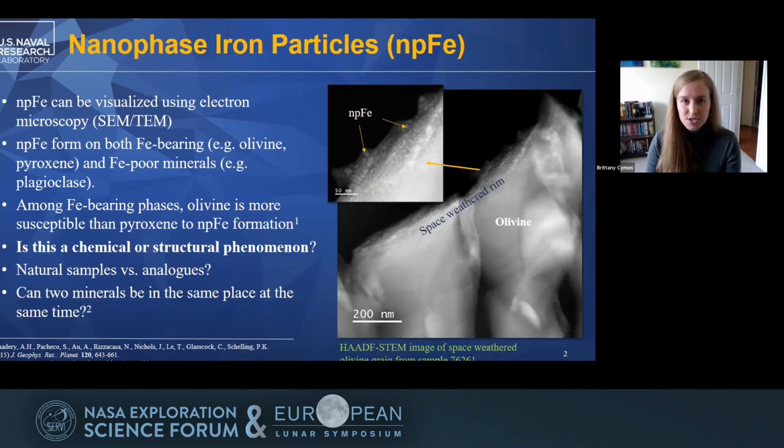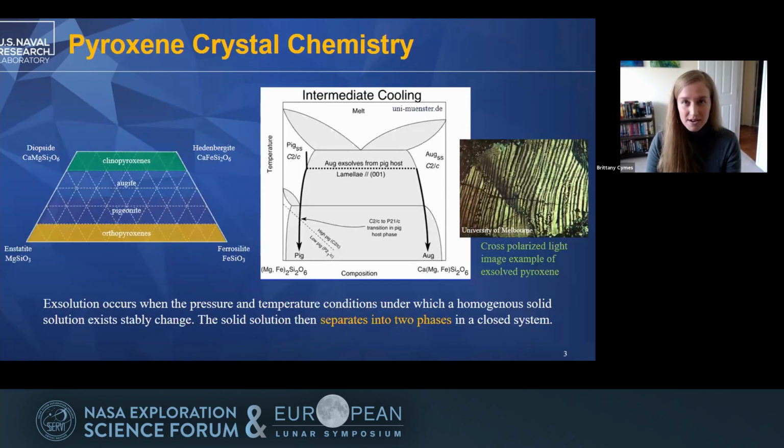So can we analyze two chemically distinct minerals, always guaranteed to be in the same place for the same amount of time, in the same orientation with virtually identical crystal structures? And the answer is yes. We can analyze pyroxenes, which are a very important rock-forming mineral on the moon, and they have a rather special cooling feature that we can use to address this question.